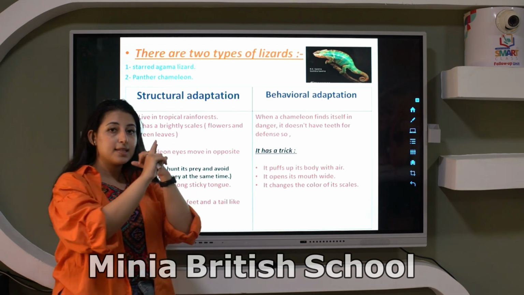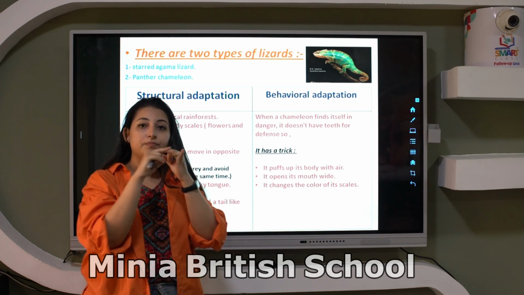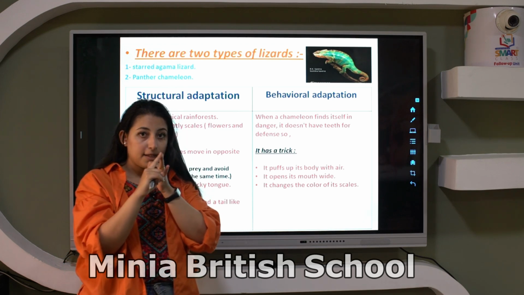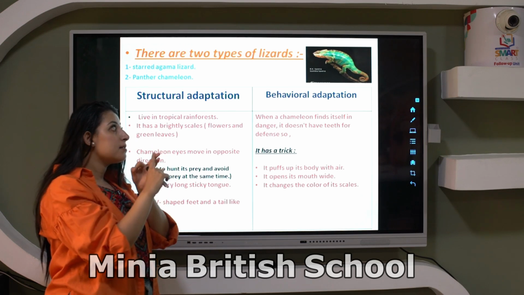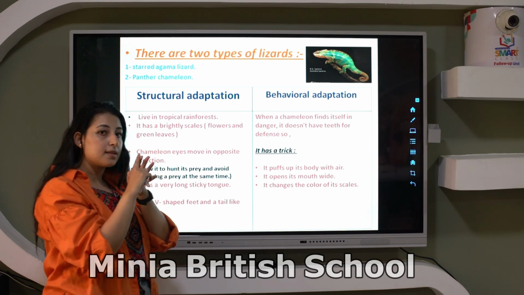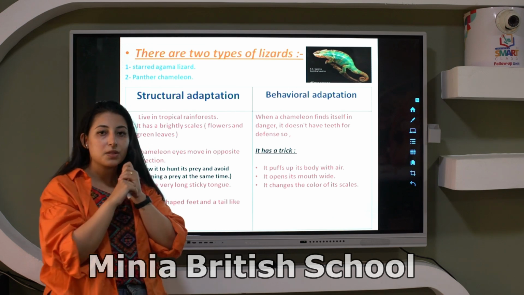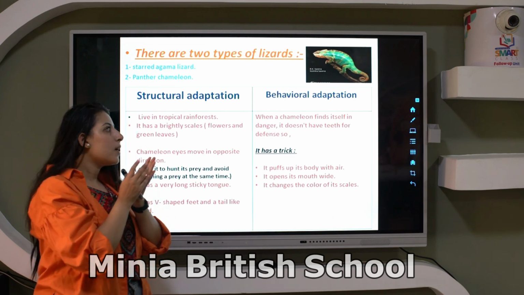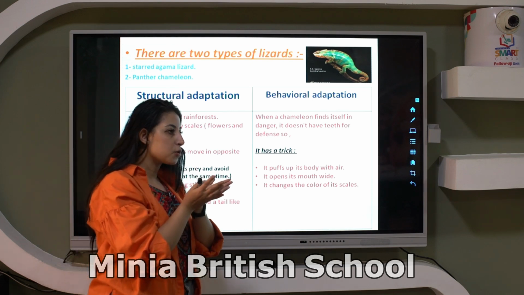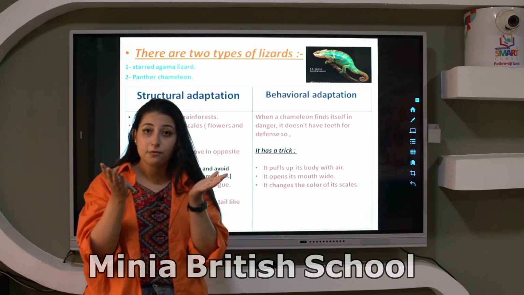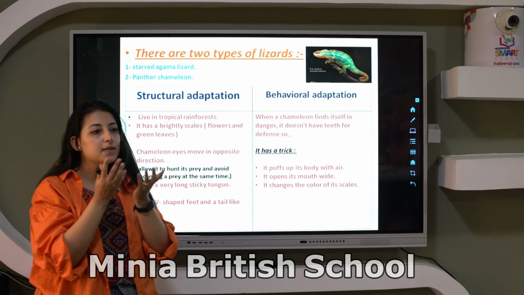So we said the eyes of the chameleon, tail and feet, and also scales, and now the tongue. Four things are related to structural adaptation. What about their behaviors? Can they also make some behaviors to adapt to their habitat? Yes.